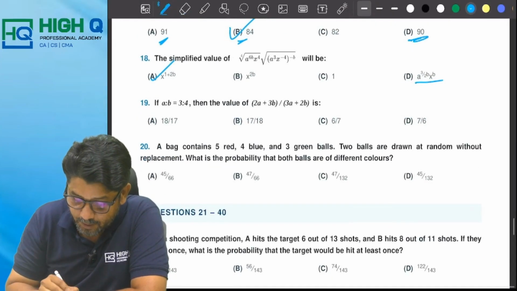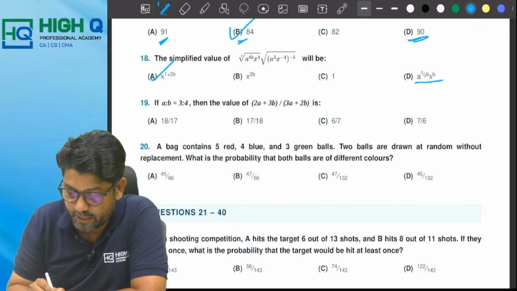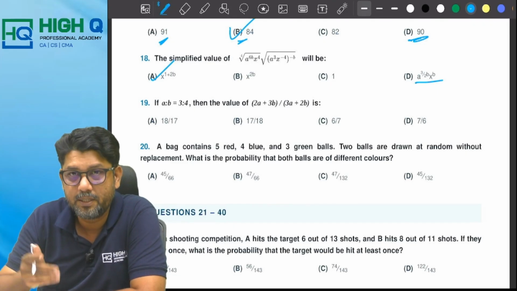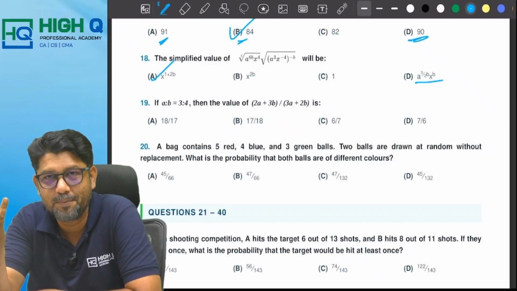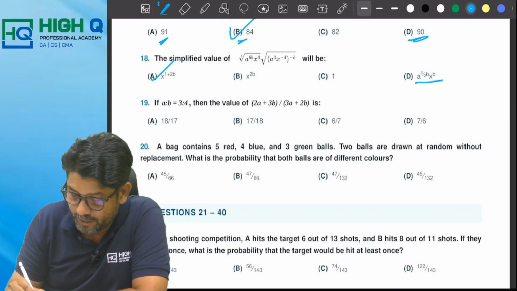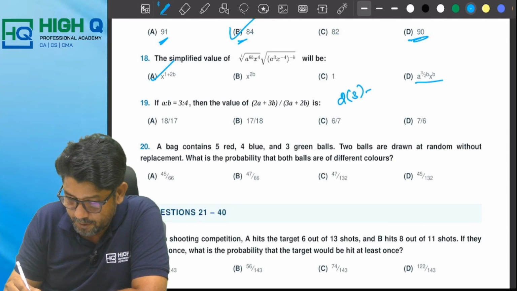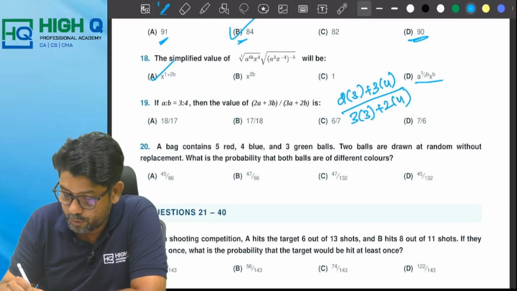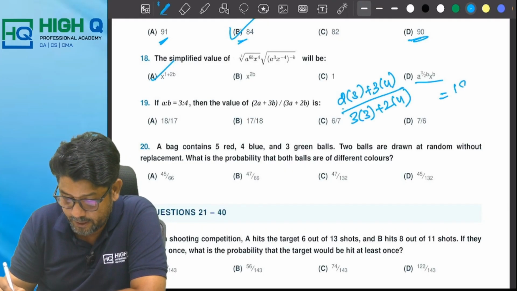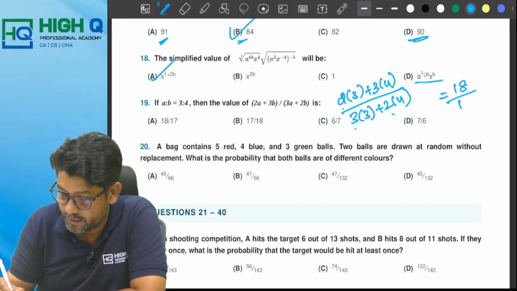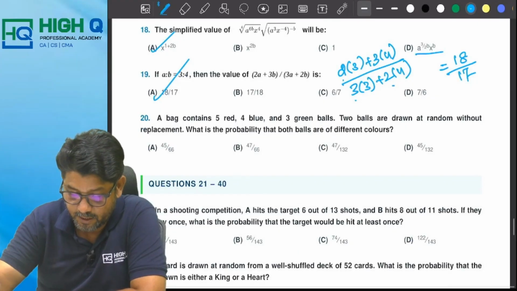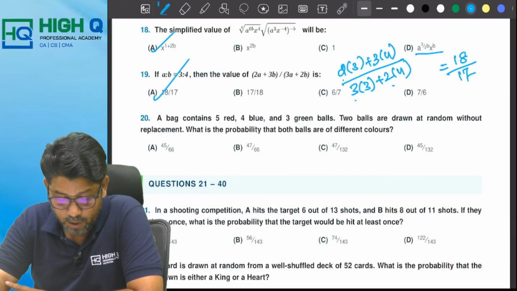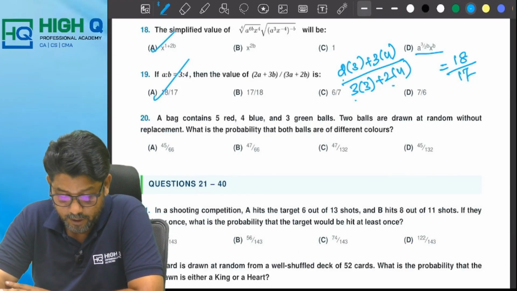Okay. Next. A is to b is equal to 3 is to 4. Then the value of 2a plus 3b divided by 3a plus 2b. Everyone can do it. It's not a big deal, right? So what you'll do, I'll put a as 3, b as 4, divided by a as 3, b as 4. Now 6 plus 12, 18, divided by 9 plus 8, 17. So 18 by 17 is the answer. Very good, excellent.